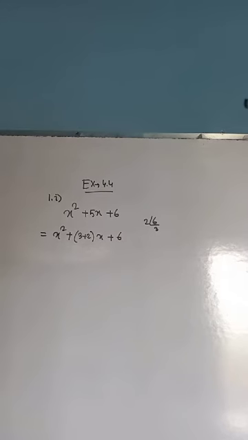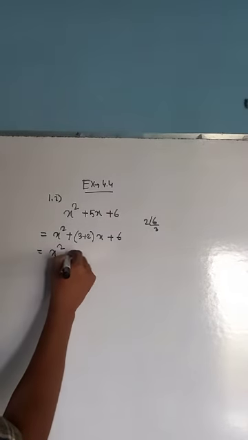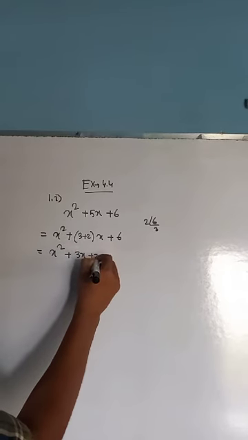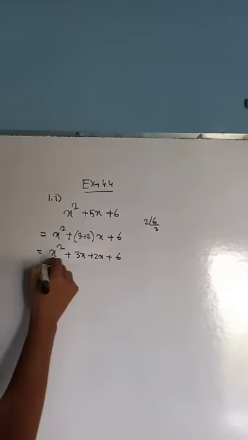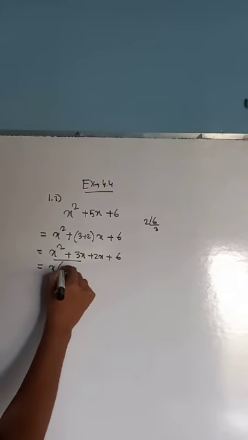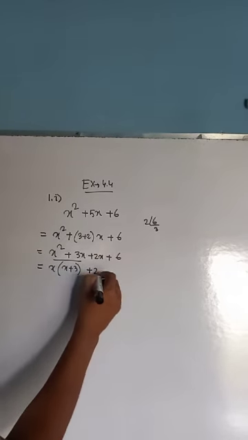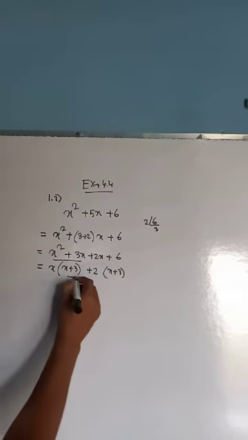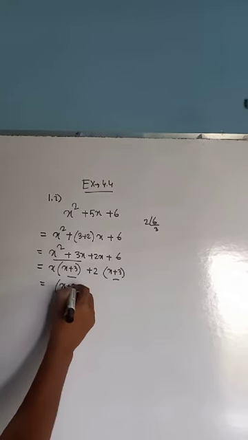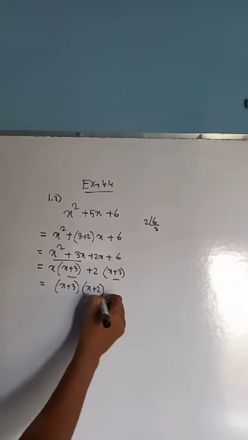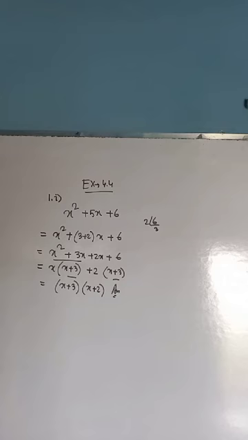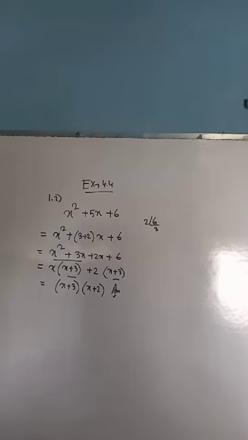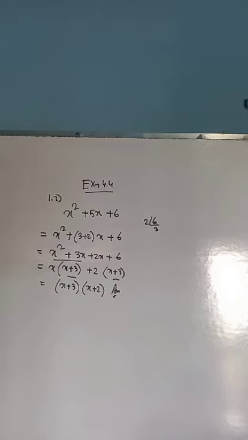So x square plus 3x plus 2x plus 6. Between the first two you can take the common x, that is x plus 3. Take the common 2, x plus 3. So from both you get the common x plus 3. This is one process we have to discuss to find the middle term factor of the equation. Hope you have understood the process.